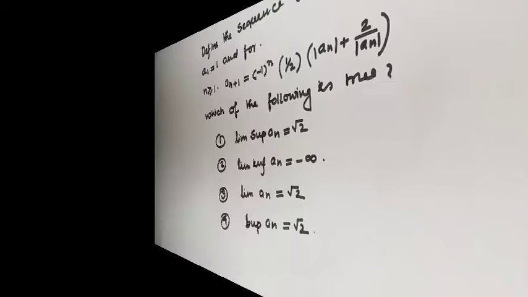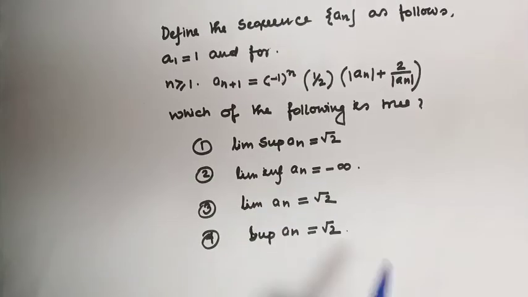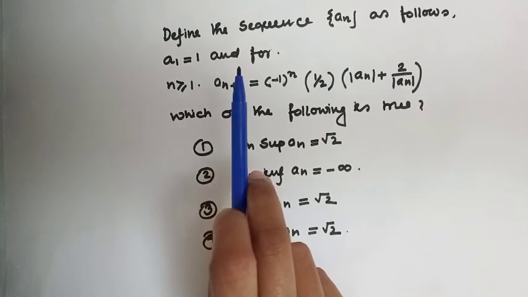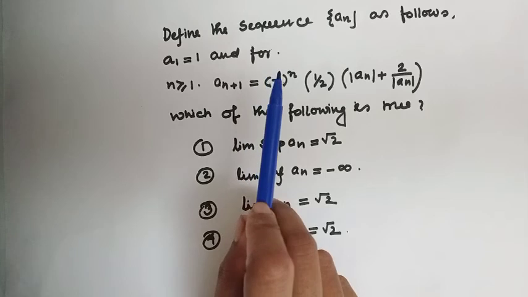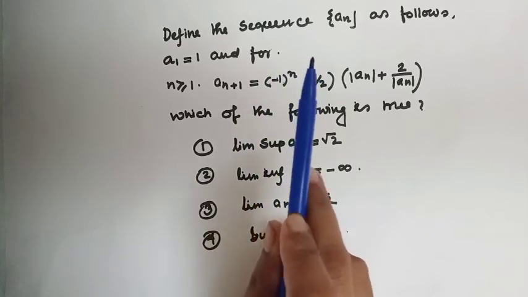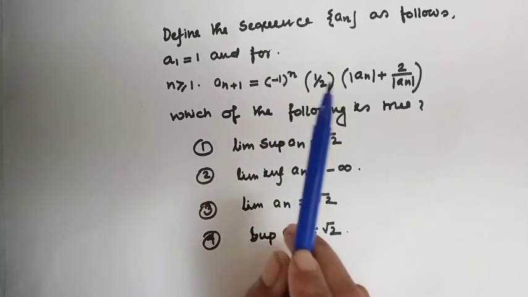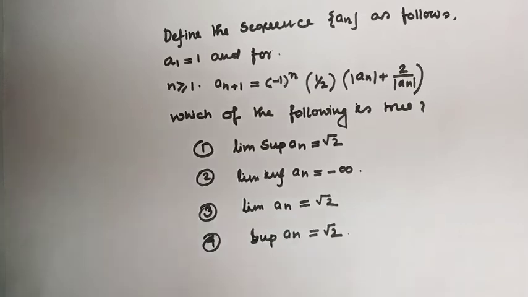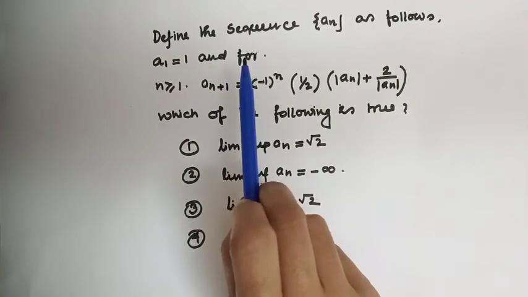Alright. Now let's see another question of CSIR NET. At first, I would like to tell you, see this video with attention. Then you will know the strategy for how to solve any problem of limit superior and limit inferior. Now, at first see the question.